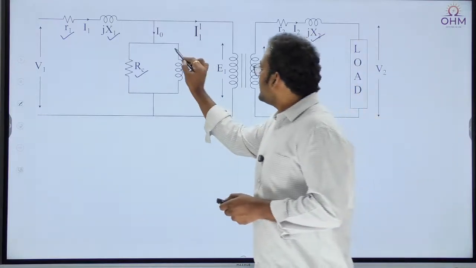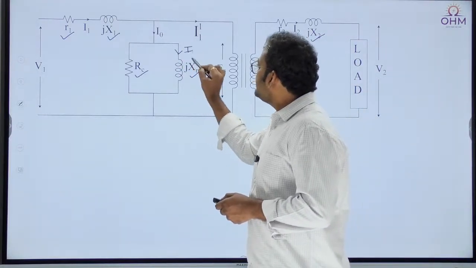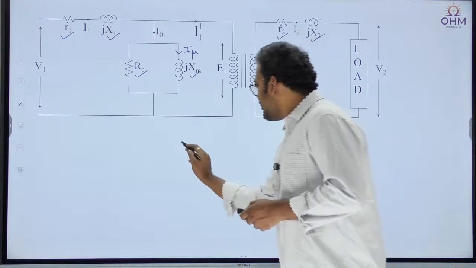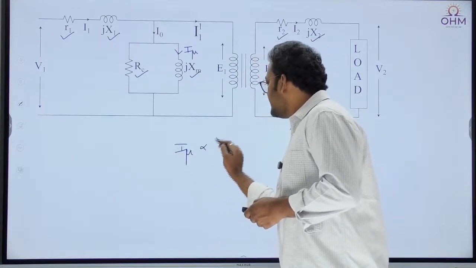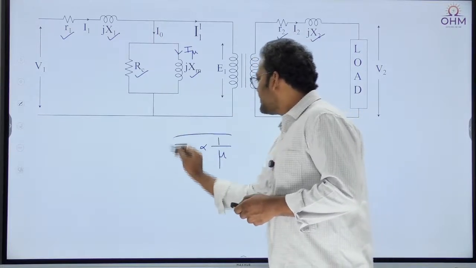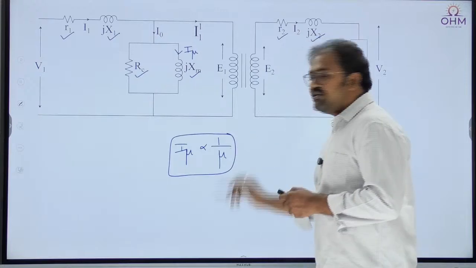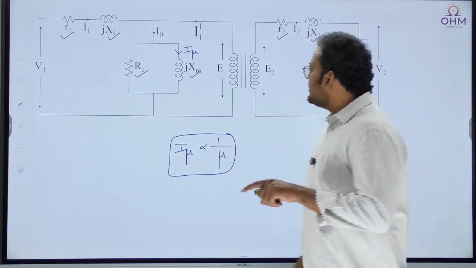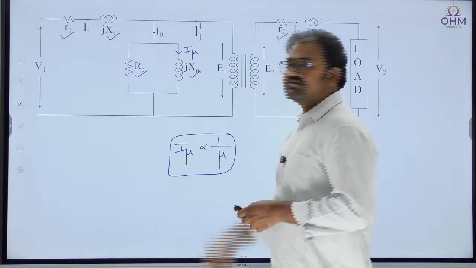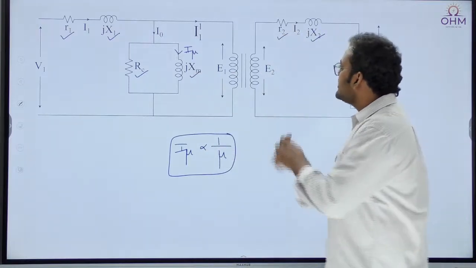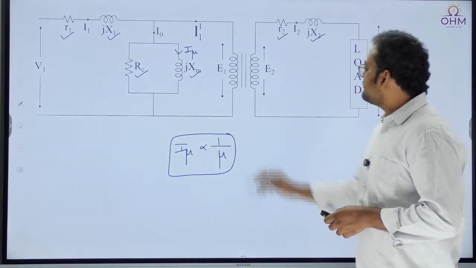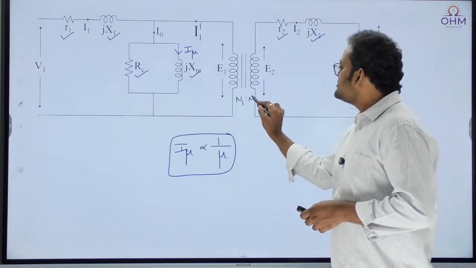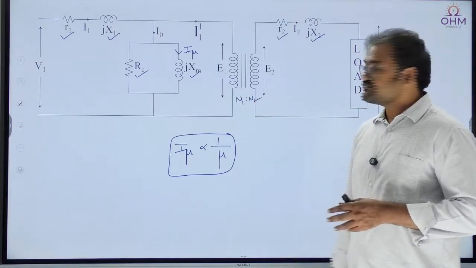We know the current drawn by this Xm is nothing but the magnetizing current, and I told you already that magnetizing current is inversely proportional to permeability. Therefore, the permeability of the core will affect magnetizing current. Magnetizing current is a reactive component shown by this reactance. So this is the complete equivalent circuit of the transformer, and the turns ratio is N1:N2.